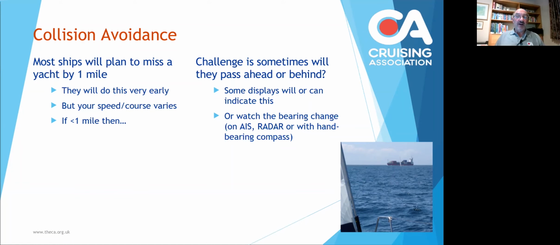If it's less than a mile, then they may want to do something about it. Challenge sometimes is whether that ship is going to pass ahead of you or behind you. Some displays make it easy to indicate what that's going to be, but of course the other thing you can always do is watch the bearing change, maybe on the AIS, maybe on the radar, or popping up to the cockpit and using a hand bearing compass.